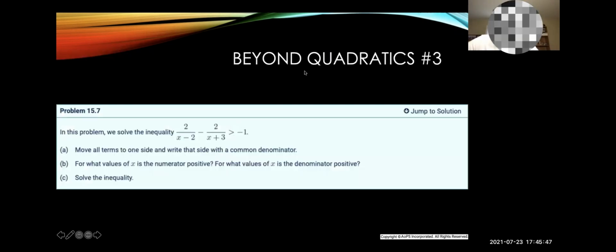So here's another problem kind of like that. Try to solve this inequality, and they give you a few steps to help make it easier for yourself. I'll give you guys 7 or 8 minutes on this problem.